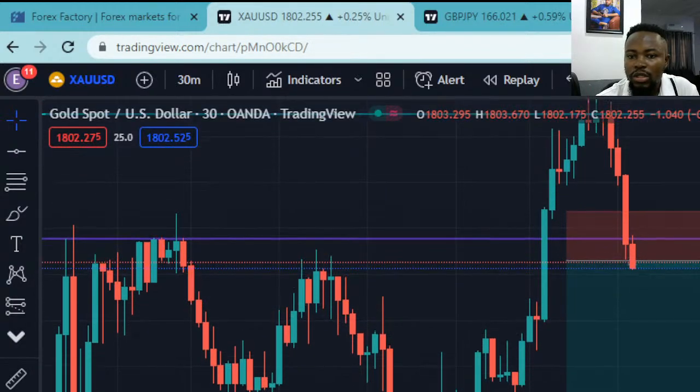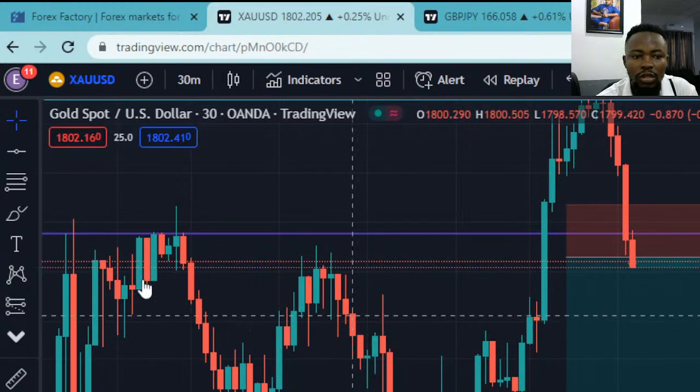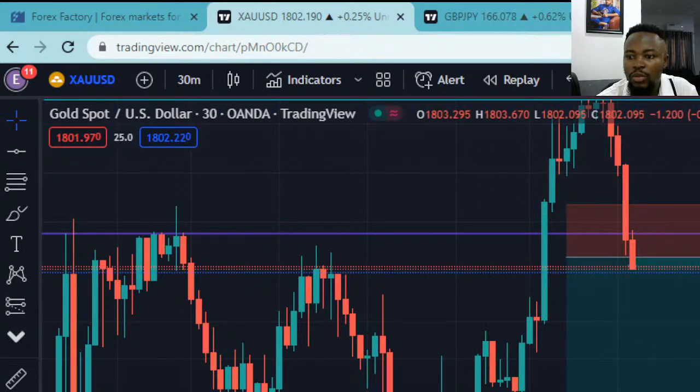So what I will do is move my stop loss to break even at 10 pips on gold. We have 4 pips up right now, so the moment we're 10 pips, I would move my stops to break even.